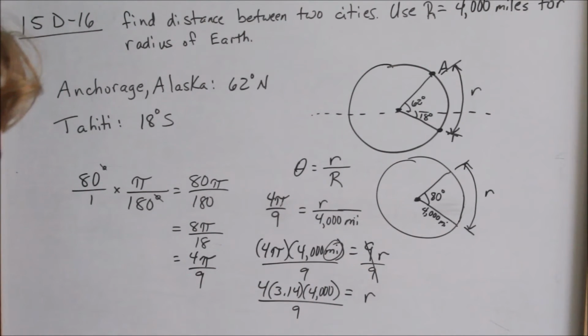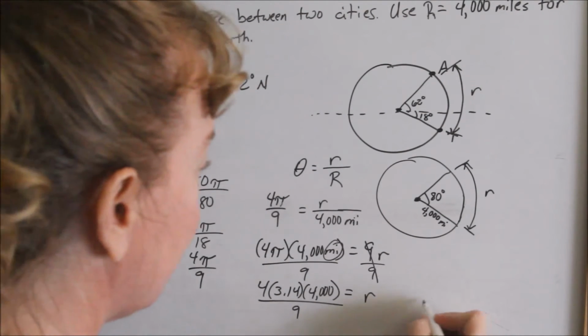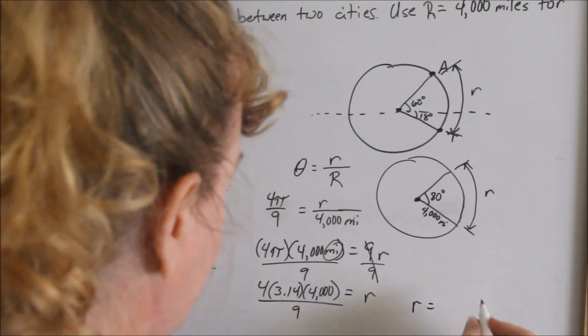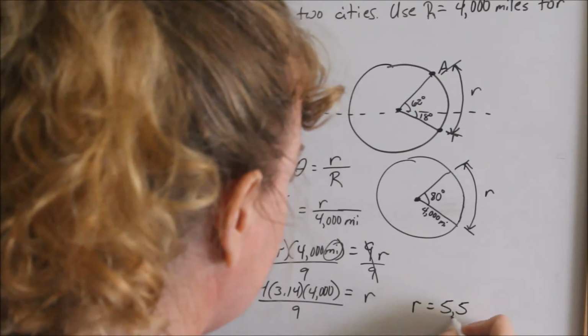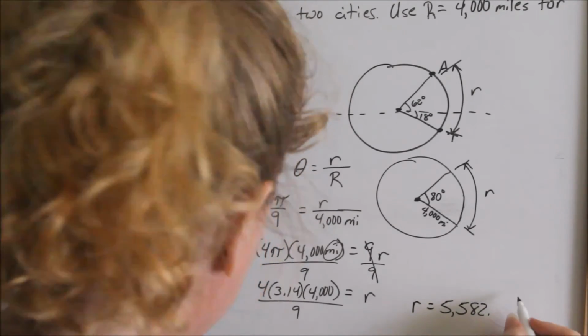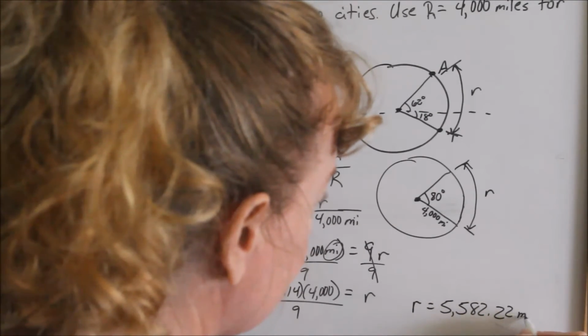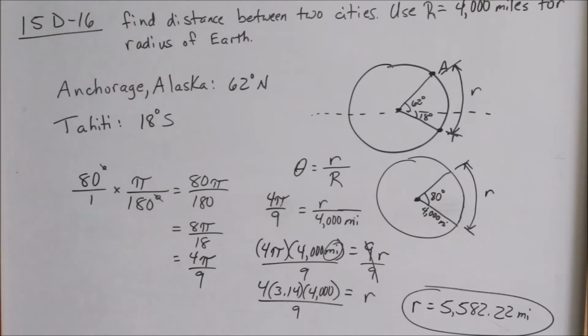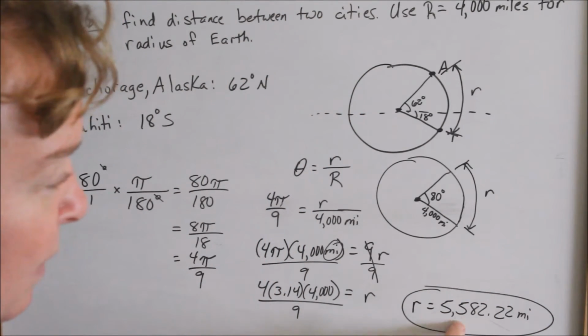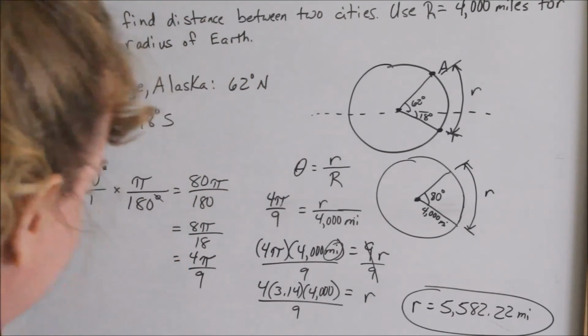This whole numerator came out to 50,240. Then I'm dividing that by 9. So that came out to 5,582 point, I'm just taking it to 2 decimal places. So the arc length between Anchorage, Alaska and Tahiti should be that distance.